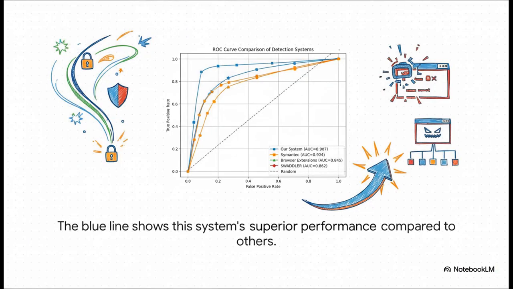Okay, this graph is called an ROC curve. It's another way the pros measure accuracy. It might look a little technical, but the idea is super simple. A perfect score would be a line that goes straight up the left side and then straight across the top. As you can see, that blue line, that's our new system, gets way, way closer to that perfect score than any of the others. It's just in a different league.